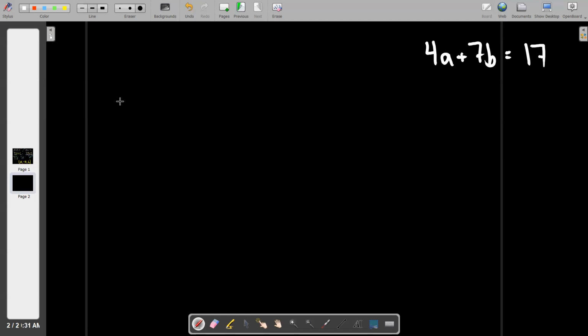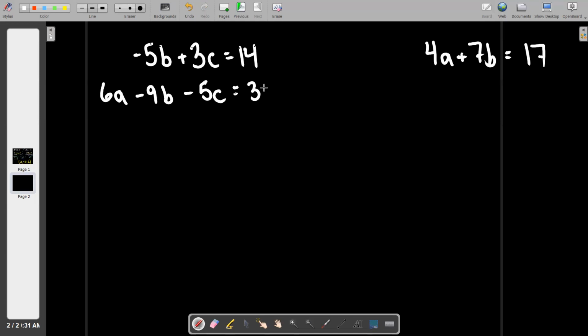So the top equation, I'm going to copy it down on the board. It says -5B plus 3C equals 14. And the second equation says 6A minus 9B minus 5C equals 30. What's our goal right now? What are we trying to do? Get rid of the C. Thank you for saying that out loud. Get rid of the C. That's my goal because I want to make a match for that guy over there in the corner.